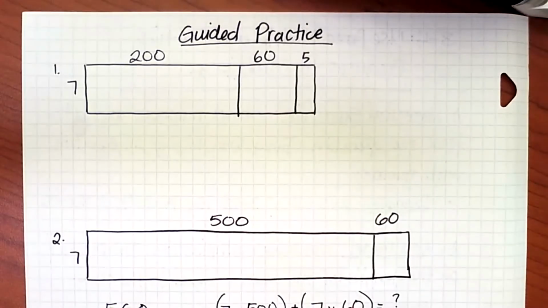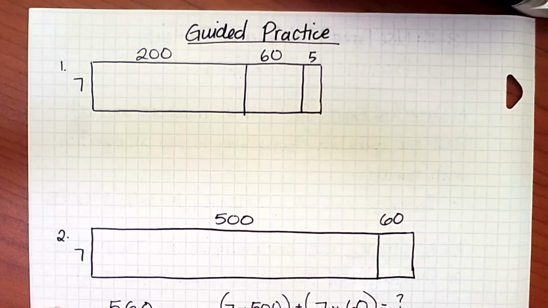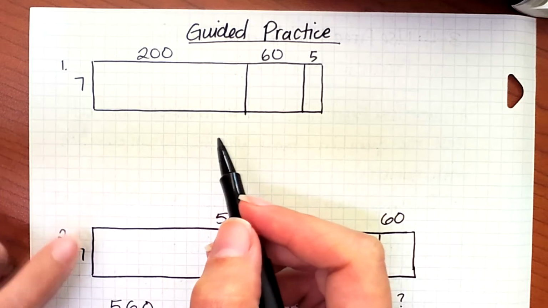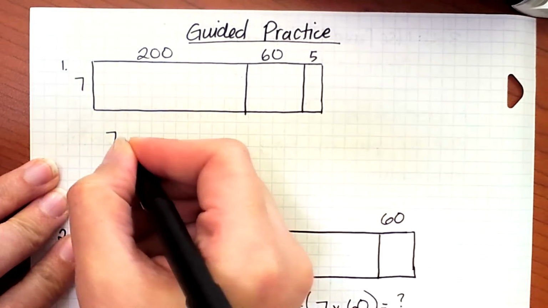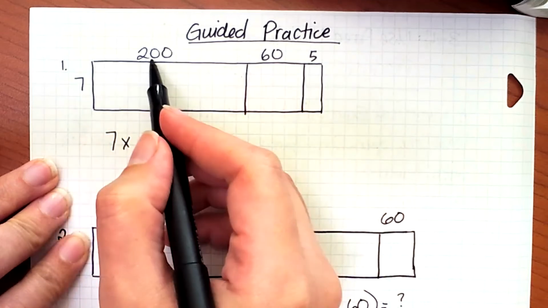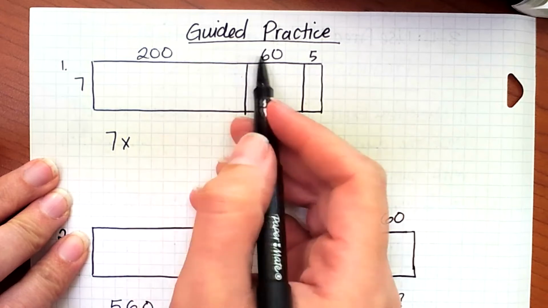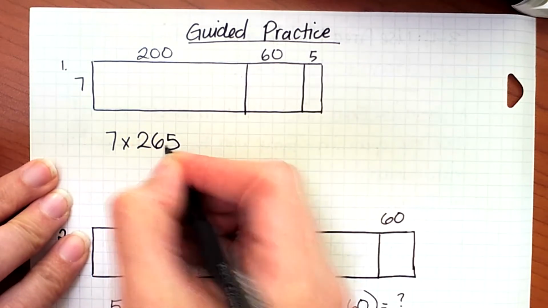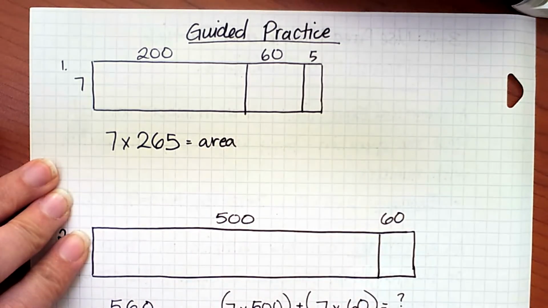Now, our guided practice, our first question said, what numerical expression is shown by the area model below? So we have this area model right here, and we need to write the number sentence that goes with it. So we have 7 times, over here across, we have 200 and 60 and 5. So 200 plus 60 is 260, plus 5 is 265. So 7 times 265 is equal to the area of this shape.